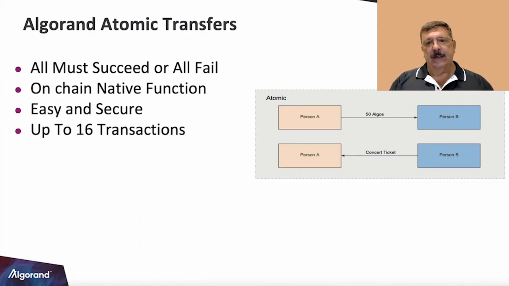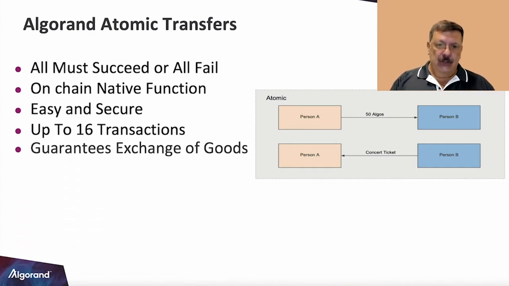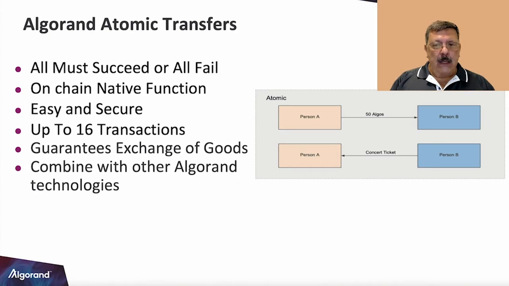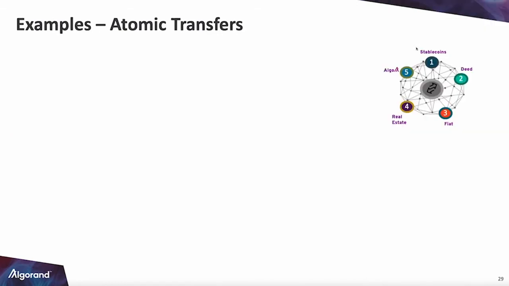You can support up to 16 pieces to this. So you can go from A to B, B to C, B to D, and then D to A, for example, which would be 4 transactions. And then it guarantees exchange of goods. The important point about this is you can combine this with other Algorand technologies. So let's say you have a smart contract in the mix and you want that to be part of the transaction, that this smart contract has to be invoked successfully. That could be one piece of this atomic transaction.